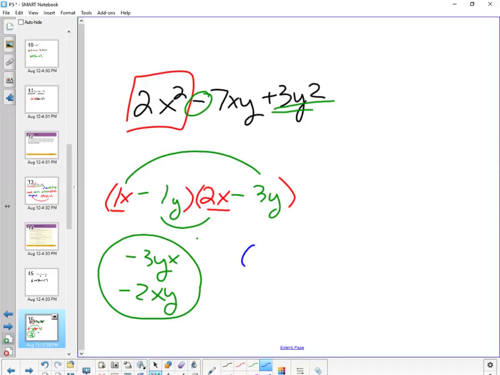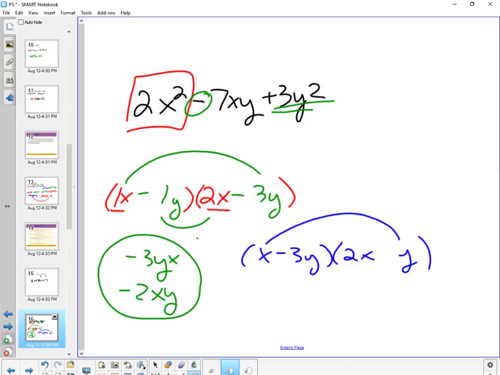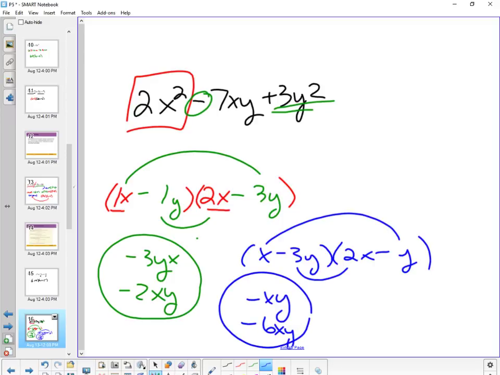So I wrote it that way: x minus 3y, 2x plus y. You guys okay with me dropping the ones? Yeah. Okay, so now I'm just going to double check that, hence the trial and error. This is going to give me xy, a positive xy, correct? Oh, that should have been minus, my bad. That's going to give me a negative xy, and this is going to give me a negative 6xy. If I combine them, do I now get my negative 7?